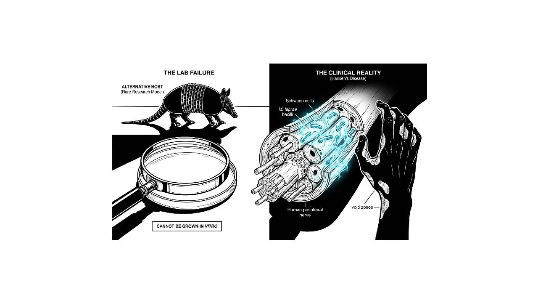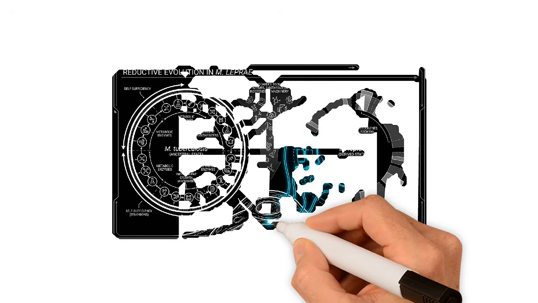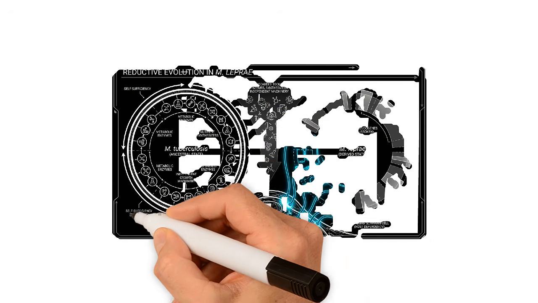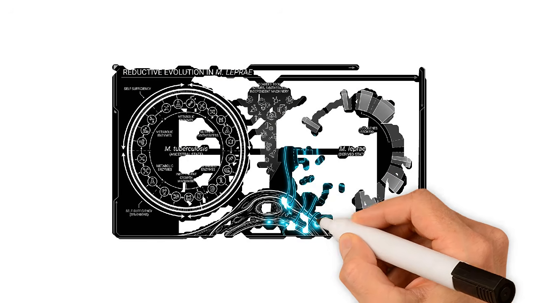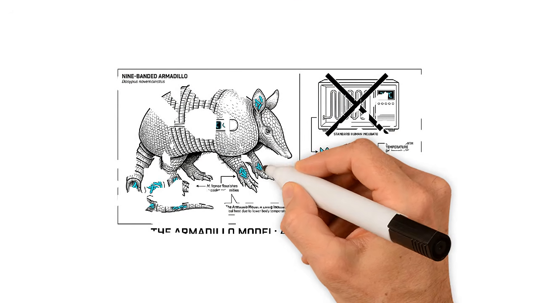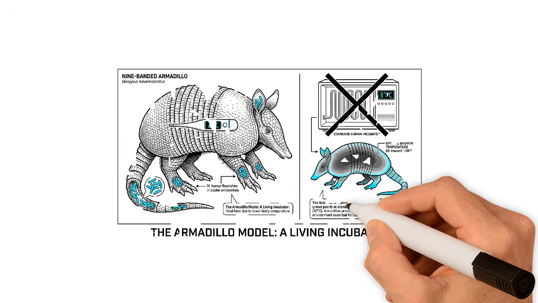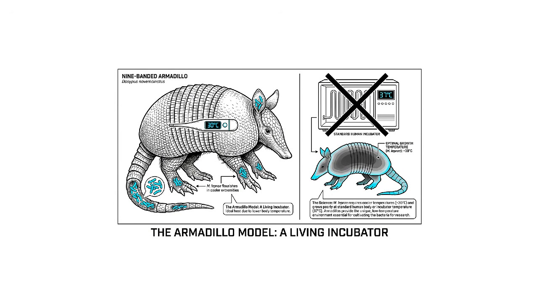You cannot grow it on any artificial medium, no matter what nutrients you put in it. M. leprae has undergone reductive evolution. Over thousands of years it literally threw away the genes it would need to survive independently. To study it, scientists historically had to infect nine-banded armadillos, because their naturally low body temperature perfectly suits the bacteria's optimal growth temperature of approximately 30 degrees Celsius.